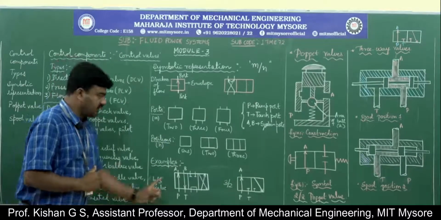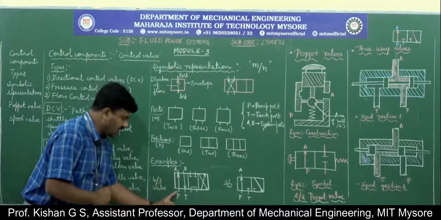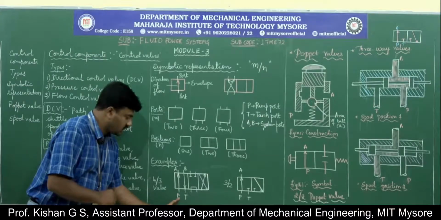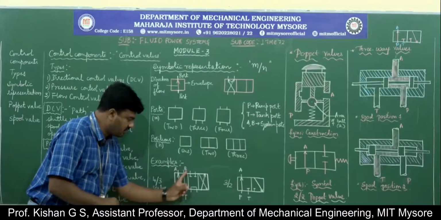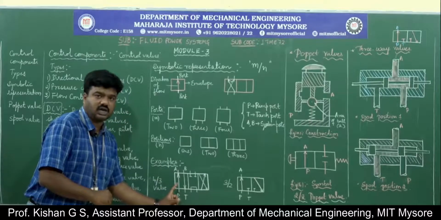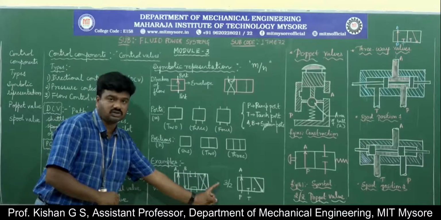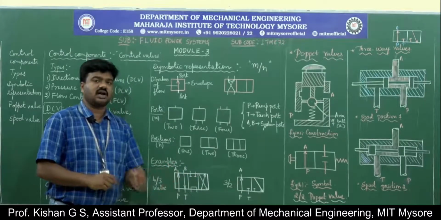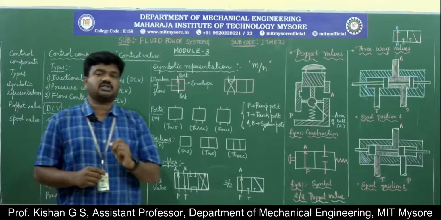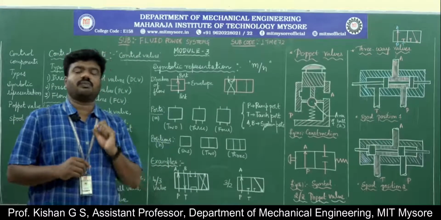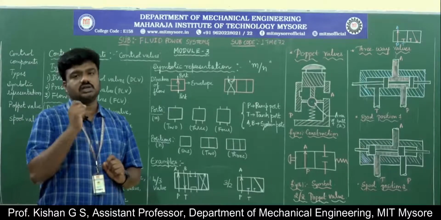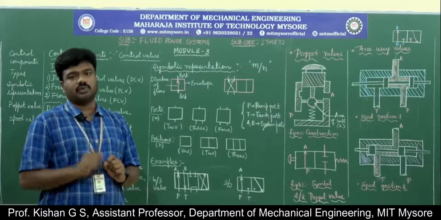So, observe carefully my constructional detail here. I have represented the number of ports P, A, B and T only in one of the boxes. I have not shown them in all the 3 boxes or 3 envelopes here, which means the representation is such that only one of the boxes is to be showcased with the number of ports or naming of the ports.